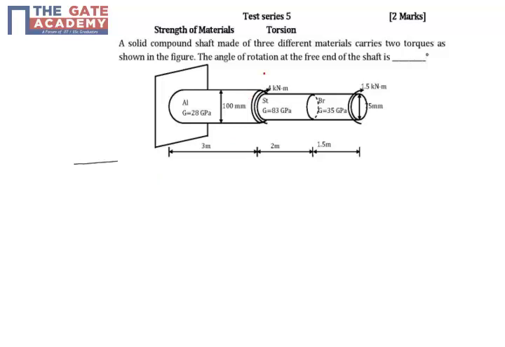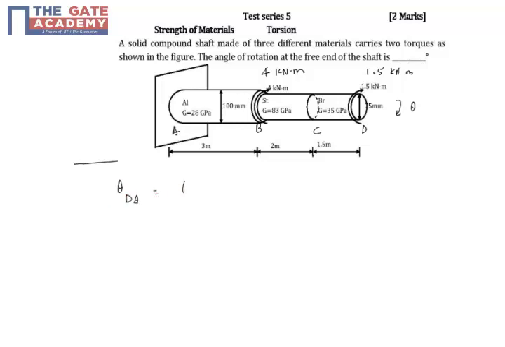So this is 4 kilonewton meter. In case it is not, I am just writing it out. What is asked is the angle of rotation at this end. Because of the twist, how much is this theta? So we write this end as A, this is B, this is C, and this is D. There are three different materials. What is asked is the angle of twist of D with respect to A.